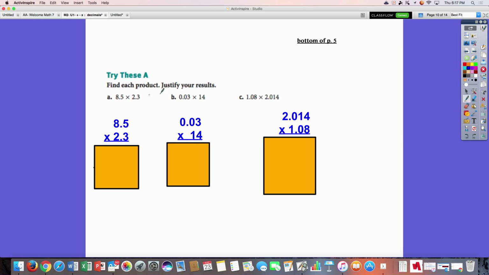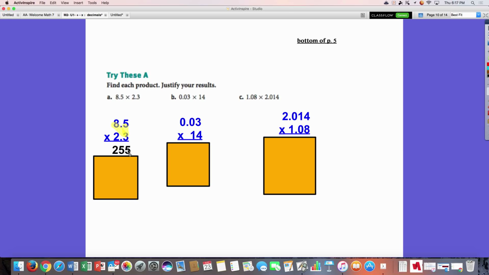I've rewritten these 3 problems that are on the bottom of page 5 on your notes. Let's go through it. I'm going to use my highlighter to help you out. I'm just going to pretend these decimals don't exist, right? I'm going to go 3 times 5 and then 3 times 8. 3 times 5 is 15. I put the 5 down, carry the 1. 3 times 8 is 24 plus 1, 25.